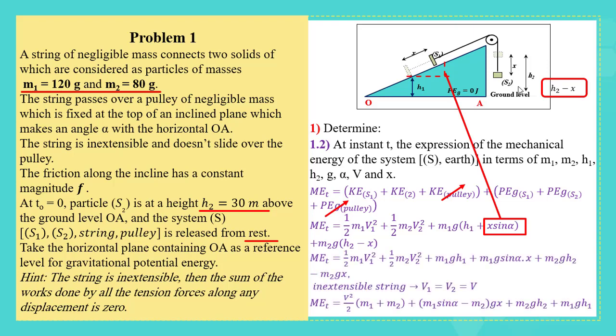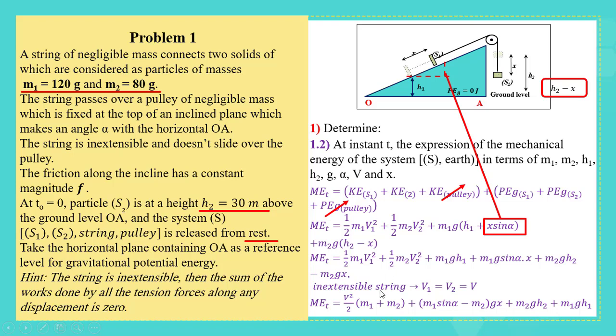Expanding this expression, we find that the mechanical energy is half m1 v1 squared plus half m2 v2 squared, plus m1 g h1 plus m1 g sine alpha x, plus m2 g h2 minus m2 g x. But the string is inextensible, so at any time v1 of S1 will be equal to v2 of S2, equal to v. The same holds for the distance covered, which is x; it will be equal to x covered by S2 also.